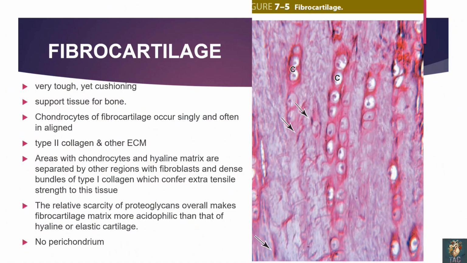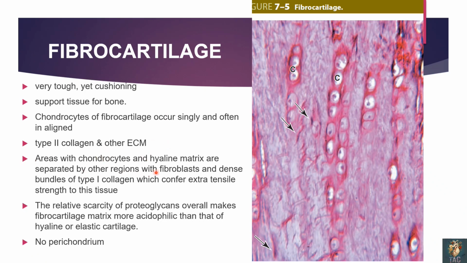Next is the fibrocartilage. The fibrocartilage is very tough, yet it is cushioning. It supports the tissue for bone. Chondrocytes of the fibrocartilage occur singly and often in line. You can see these are the chondrocytes of the cartilage. They are present as single cells, and they are aligned in the form of rows. Type 2 collagen is basically present, and other extracellular cartilage matrix, as I have told you in previous slides.